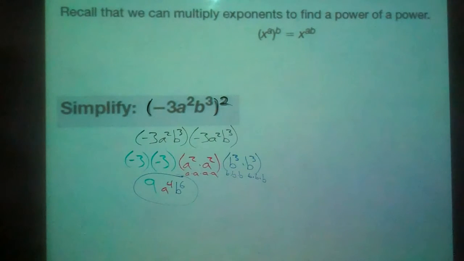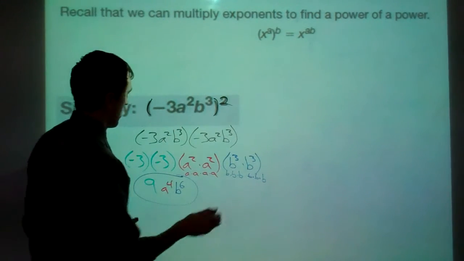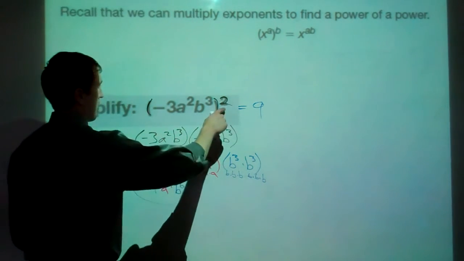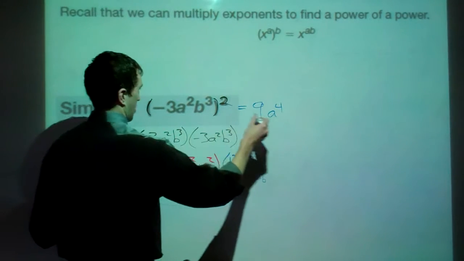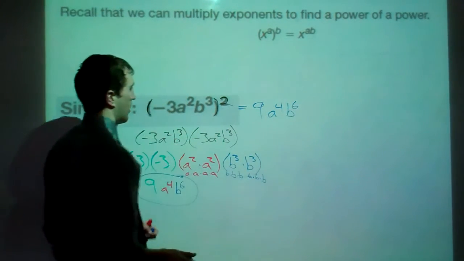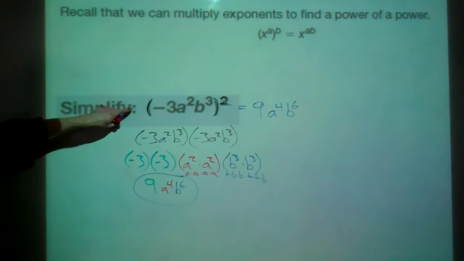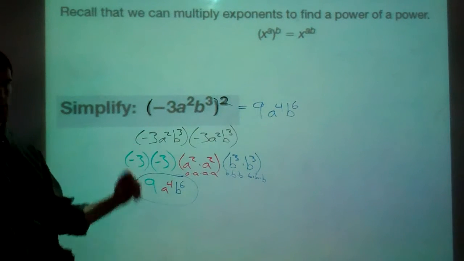Now if you want to go ahead and use that rule, we can. This means -3 times -3, which is 9. 2 times 2, we get a to the fourth. 2 times 3, we get b to the sixth. So we do end up getting the same answer. But I like for us to know that this is what's happening. And if we're comfortable using that shortcut, we can.